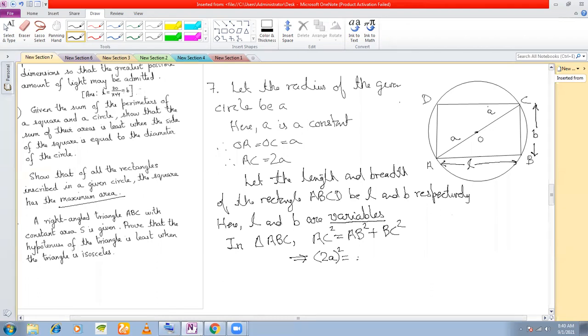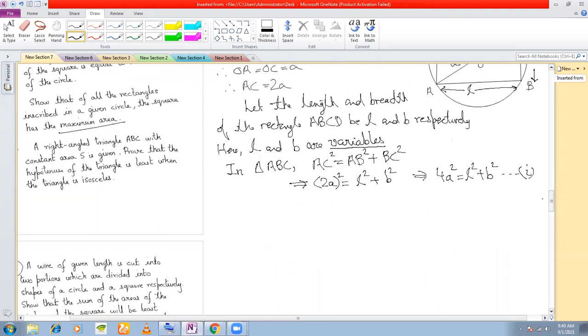2a square is equal to L square plus B square. That means you get 4a square is equal to L square plus B square. Okay, so call this 1. We have got a relation between L and B. This L and B will help us later on to reduce the number of variables.